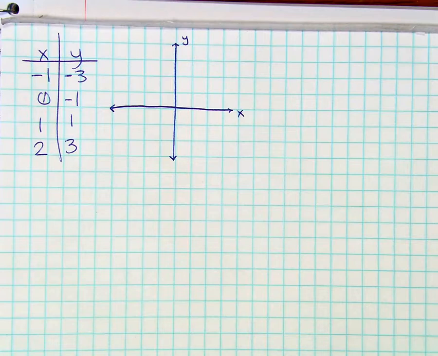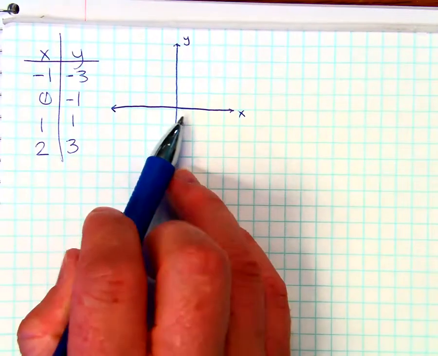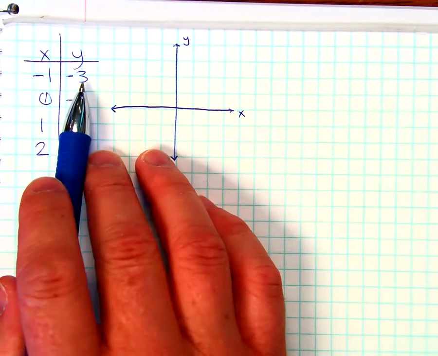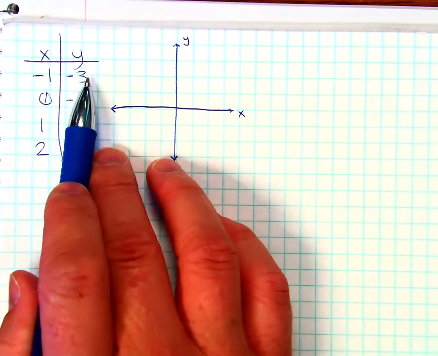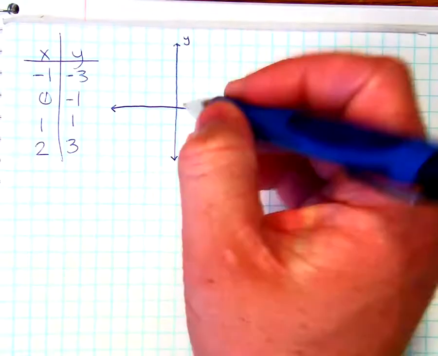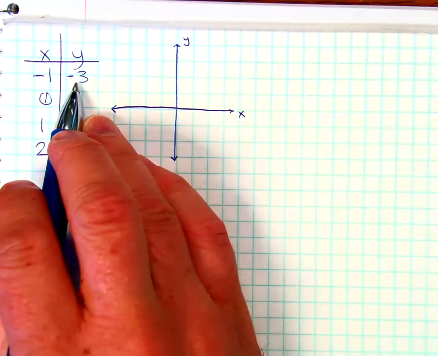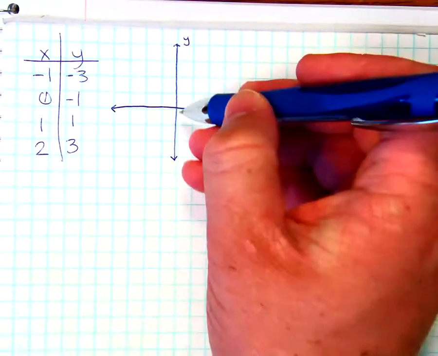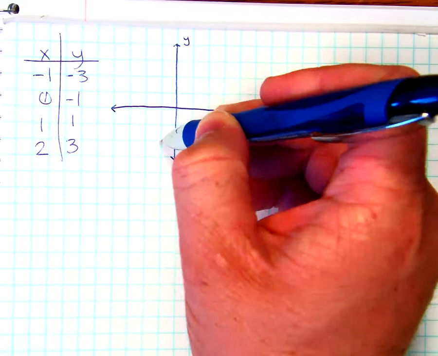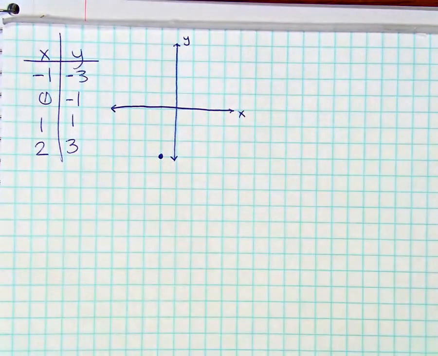Every time you graph a point, you start at the origin. So from the very, very center, you're going to count each of these numbers. And we do them in order, x before y, just like the alphabet. So for x, -1 would mean I go left 1. And then for y, -3 means I go down 3. So I will go left 1 and down 1, 2, 3 and make a point. Go ahead and make that point on your graph paper right now.